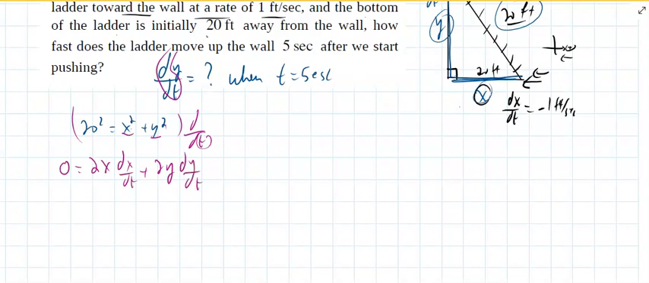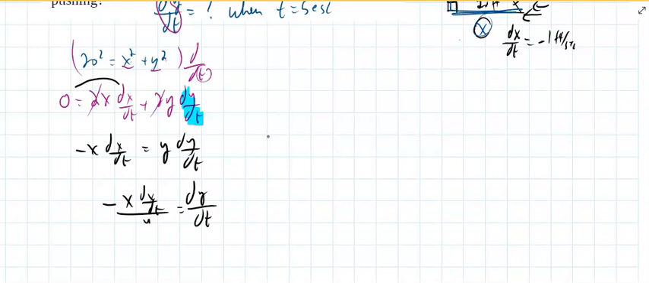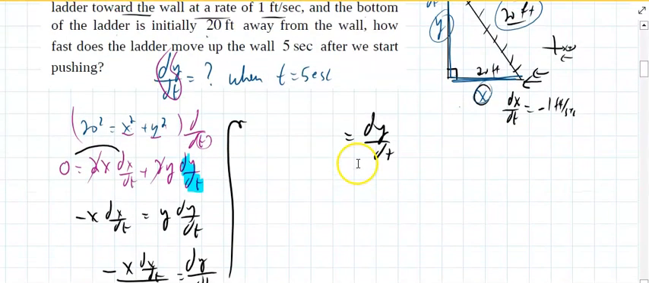Now, what am I looking for? I'm looking for dy/dt. I want that by itself. I could divide by 2 and get rid of those, or that will simplify by itself later. So I'm going to move this over. Negative x dx/dt equals y dy/dt. And I could say dy/dt will equal negative x dx/dt divided by y, or simply x over y, whatever you want. So I know that dy/dt will equal, and let's see how that's working.